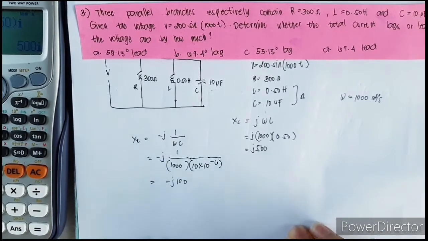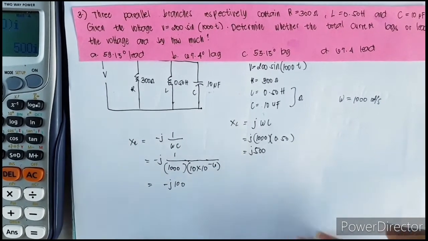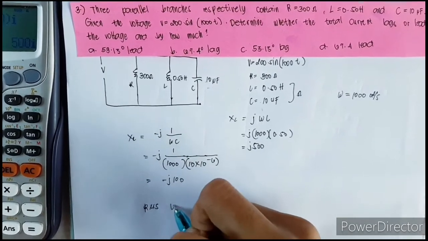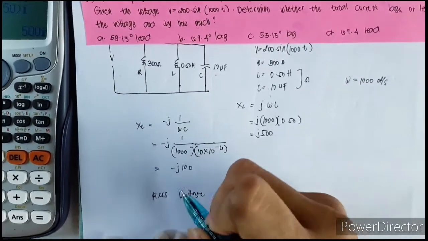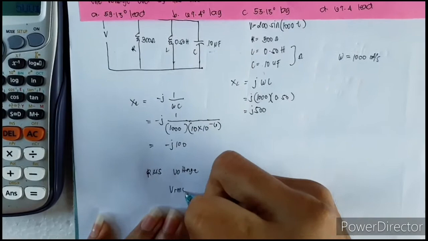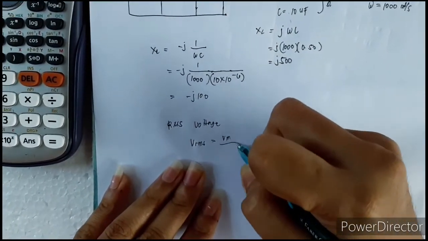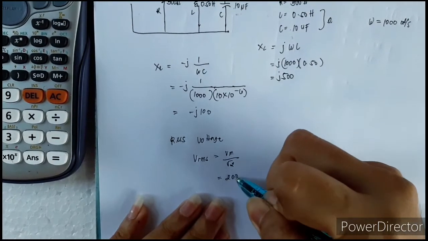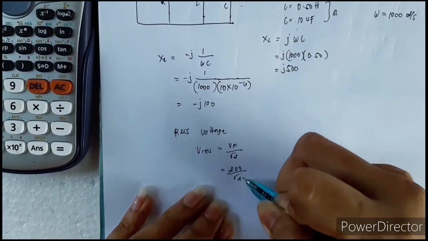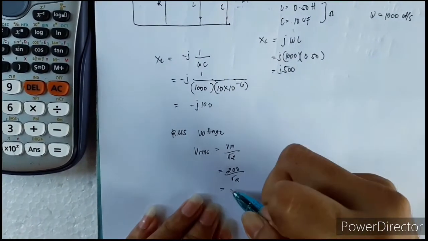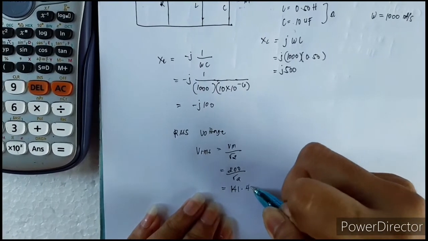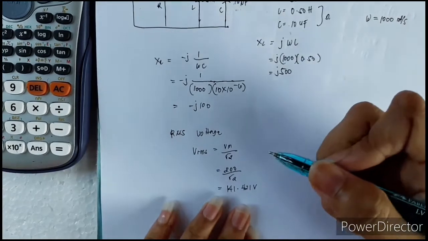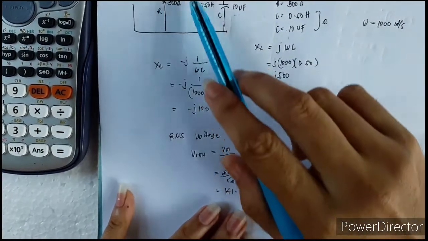The next thing is to find the RMS of the voltage, by using this formula. V RMS is equal to Vm over square root of 2, then 200 over square root of 2, we will get 141.421 volts. And then from that, we will be able to find the current in each branch.